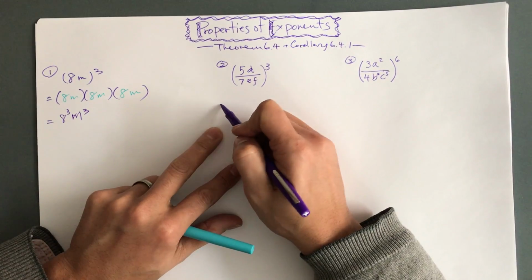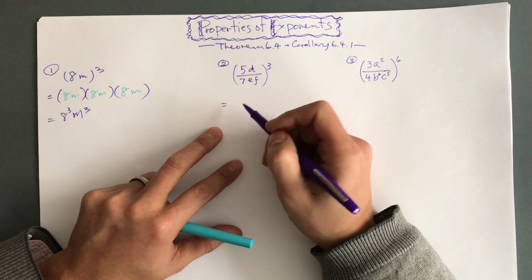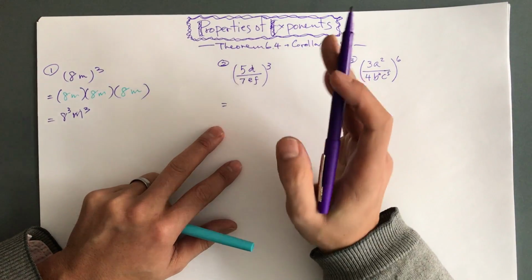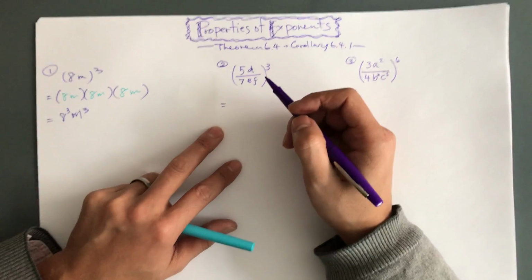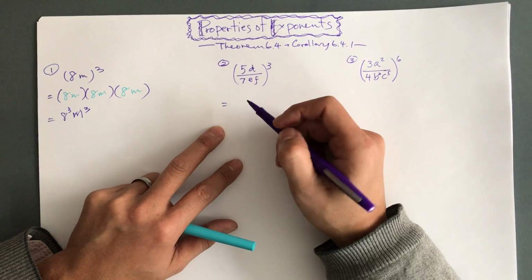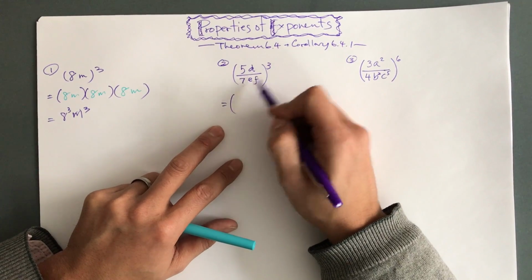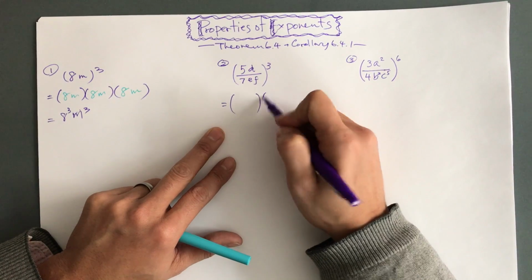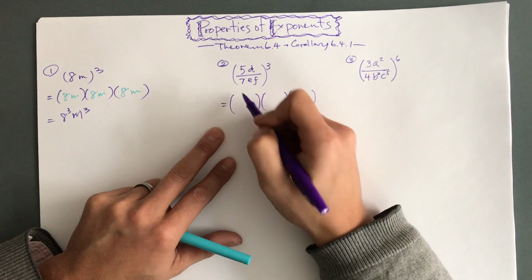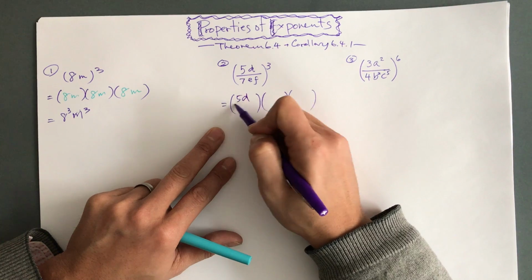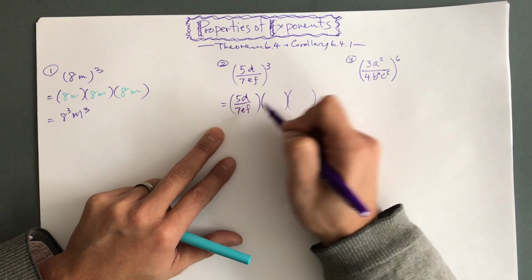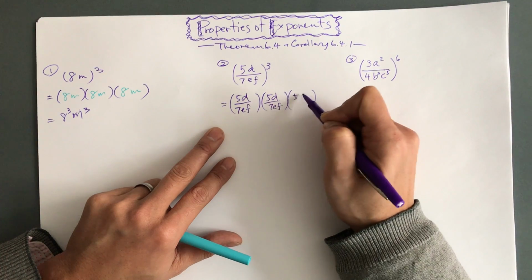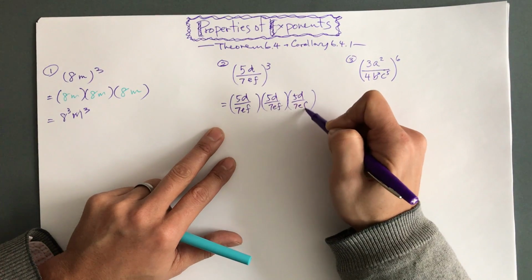How about this one? It looks complicated and looks hard, but not too much, because you just take a deep breath. We have 3 copies of whatever is inside. So let's forget about the inside now, right? We have 3 copies, and in each parentheses we have these: 5d over 7ef, 5d over 7ef, right?